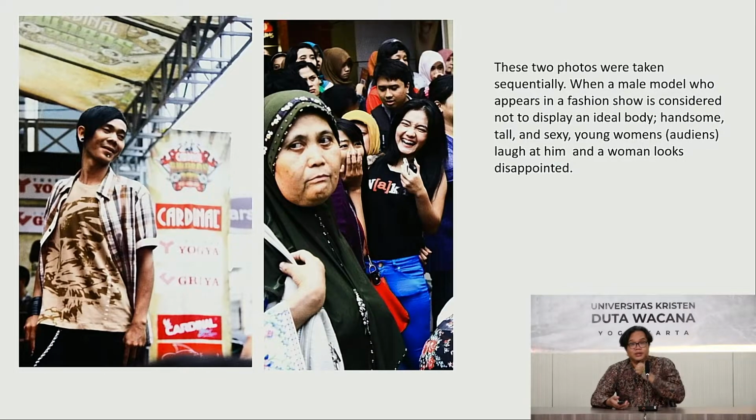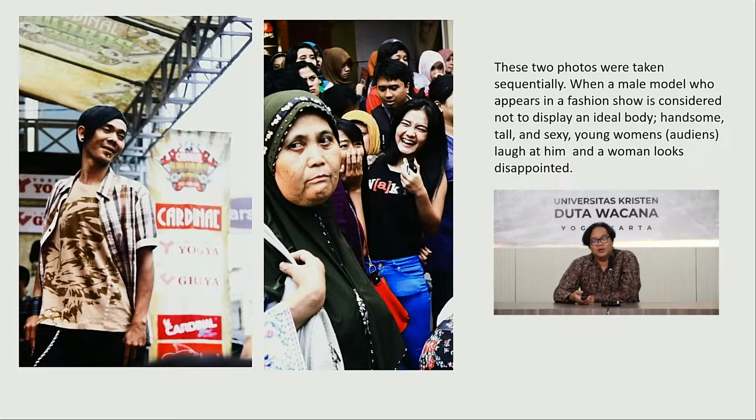I took this photograph also during this fashion show, and it happened in sequence. On the left, we can see the male models on the stage, and on the right is the transition from this action to another action, which is the response from the audience. As we can see, two ladies are laughing at the male models, and there is also a more mature lady who feels unsatisfied with the situation. These two photos were taken sequentially when a male model who appeared in the fashion show was considered not to display an ideal body, such as handsome, tall, or sexy. Young women in the audience laugh at him, and the older woman looks disappointed.